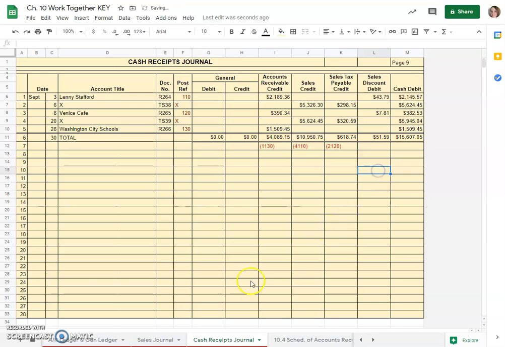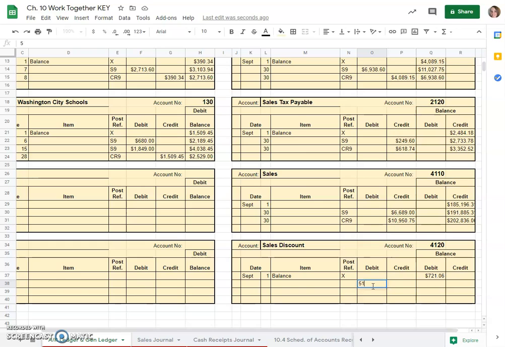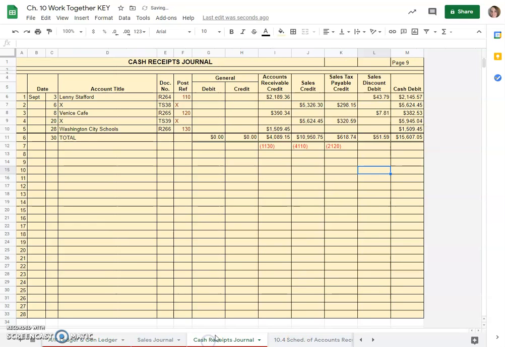There it is. Sales discount debit of 51.59. Sales discount debit of 51.59 increases that debit balance. Cash receipts 9 on the 30th, 4120 is the account number. And cash debit. Okay, 15,607.05.